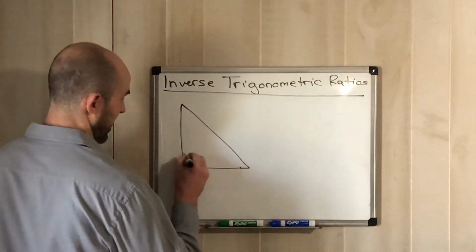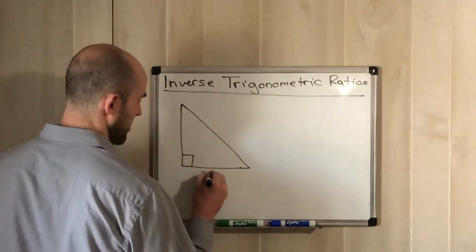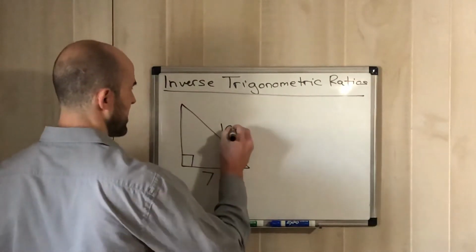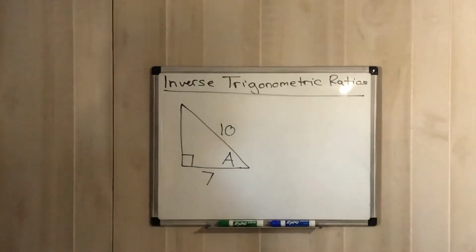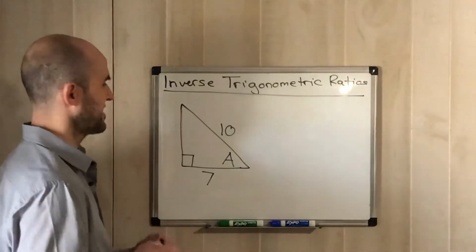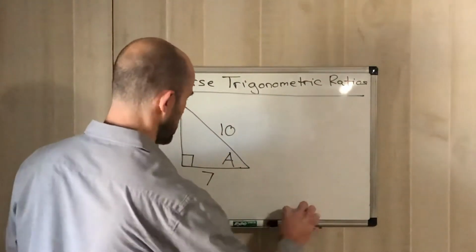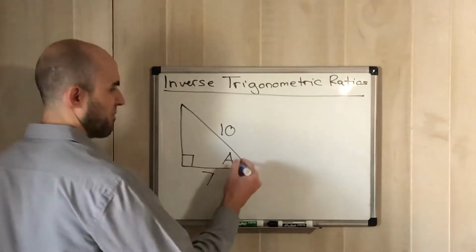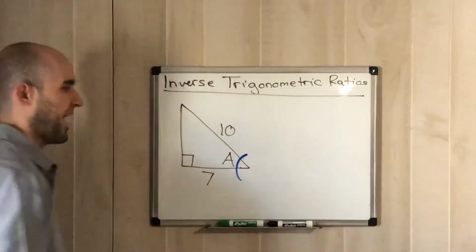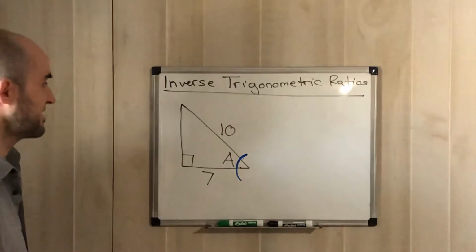But there are going to be other times where we have to set it up ourselves, right? So this is going to be 7, that's going to be 10, and that's our angle, right? Our angle there is A. We're going to end up wanting to solve for A, right? And so, same thing we've been doing, right? We have a right triangle, we can apply the trigonometric ratios. We know we're working with angle A because that's the angle we want to solve for.